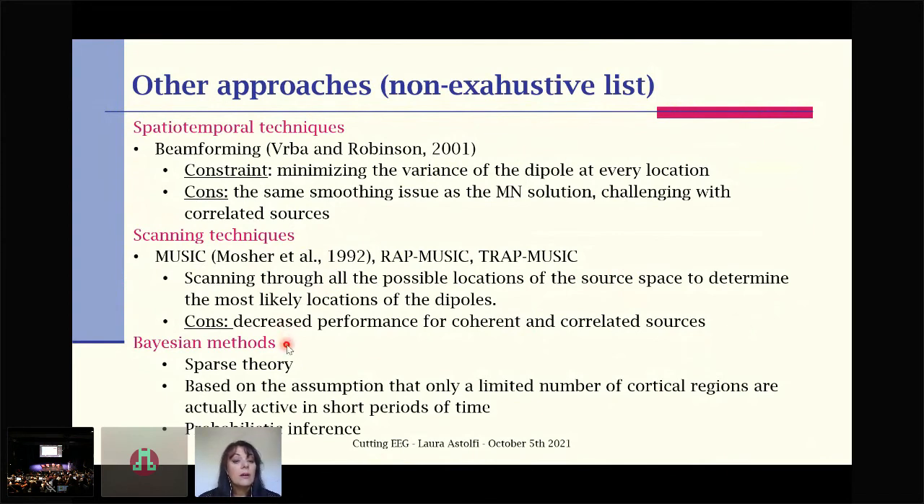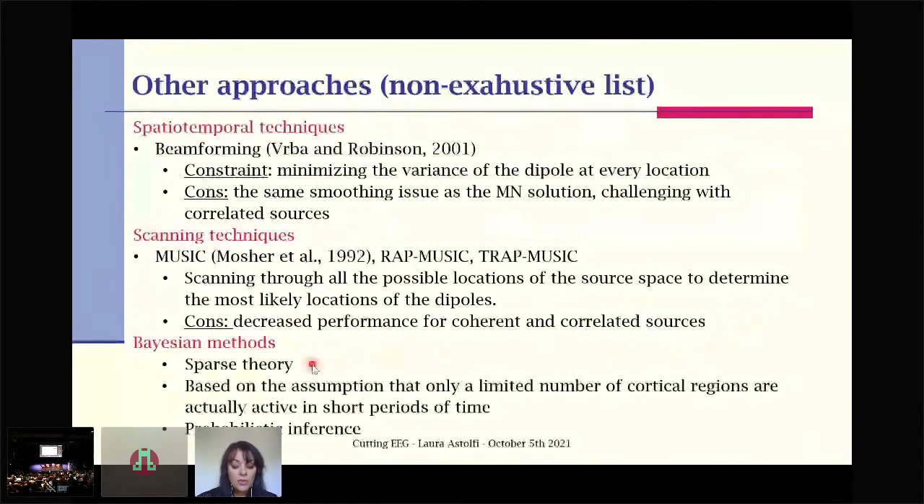Finally, there are more recently developed methods based on sparse theory. These are also very interesting. They are based on the assumption that during short periods of time, only a limited number of cortical regions are actually active. So we can put some constraints on the dipoles that can be active and use a probabilistic inference. And these are also providing quite accurate results.